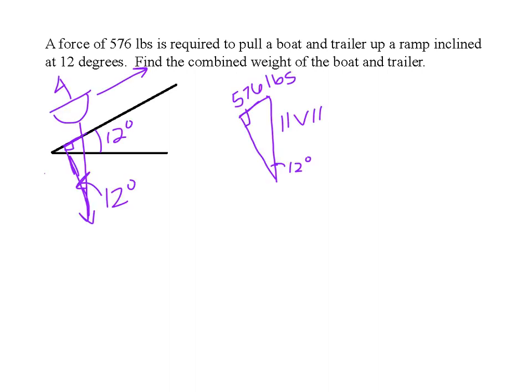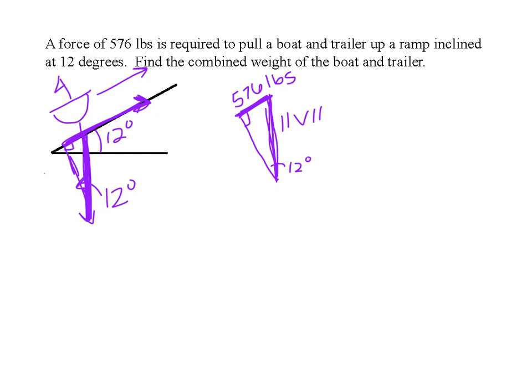This one is set up a little bit differently. A force of 567 pounds is required to pull a boat and trailer up a ramp inclined at 12 degrees. So now our force is starting right here. It's not a gravity force, because now you're asked to find what this vertical vector would be, the force that the weight of the boat is pushing down with. Your triangle should look something like this, 576 pounds for this. Then we need to find the hypotenuse length in order to find the weight of the boat and trailer, because that's the weight that's pushing down on that ramp.